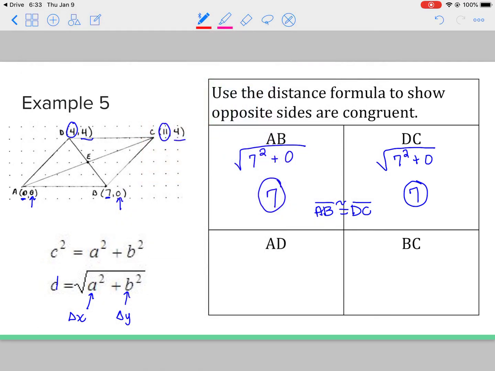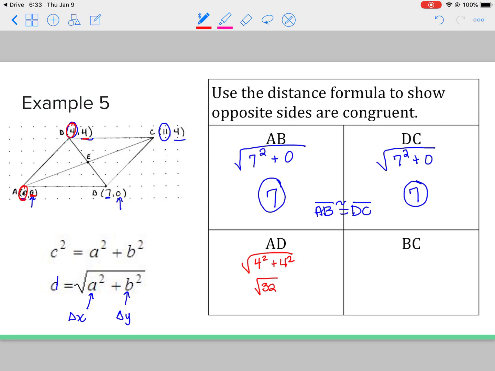Now let's look at the other set of opposite sides. We start with AD. For AD, the distance between the x values from 0 to 4 is 4 units. And from 0 to 4 for the y values is 4 units. And 4 squared is 16. So 16 plus 16 gives me 32 underneath my square root. I could simplify it, but if the other one comes out to the square root of 32 as well, I already know that they're congruent. So I'm just going to leave it like that for this time.